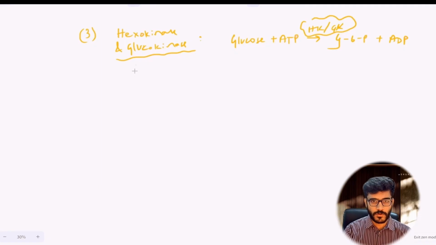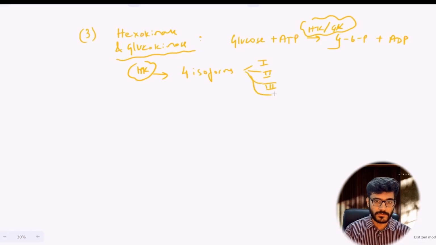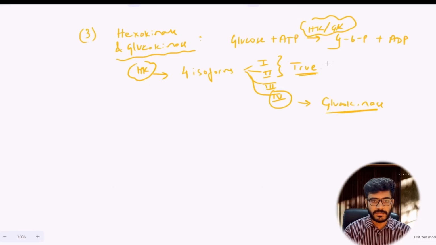Let's first talk about the structure of hexokinase. This has 4 major isoforms, and these are 1, 2, 3, and 4. Now these 1 and 2 forms are called true hexokinases, and these two are present in most of the tissues. This hexokinase 4 is actually called glucokinase. These three forms, 1, 2, and 3, are regularly present in most tissues like muscle and brain.